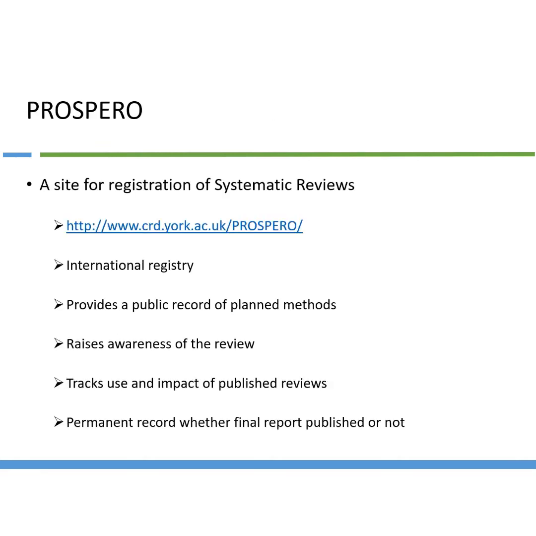Prospero is a site to register systematic reviews. Anyone can register. It's for free. It's an international registry that provides a public record of planned methods, raises awareness of the review, and tracks use and impact of published reviews. It's a permanent record whether or not a final report is published. And usually now, most journals will require that you have a Prospero registration number before you publish your manuscript. So I highly advise you, if you're planning to do a review, once you have your proposal ready, to publish it in Prospero.